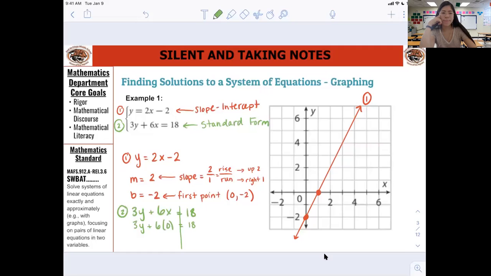If we do that, the 6x will go away and we'll be left with 3y and 18. Yeah. 3y equals 18. And what can I do now? Divide by what? 3. Yeah. And when I divide by 3, what do I get? I get y equals what? Y equals 6. Now, what is that number? Y-intercept? Yes, that's exactly right.